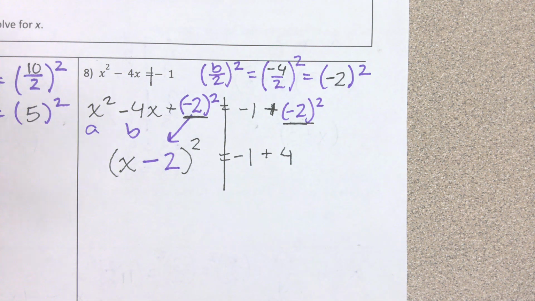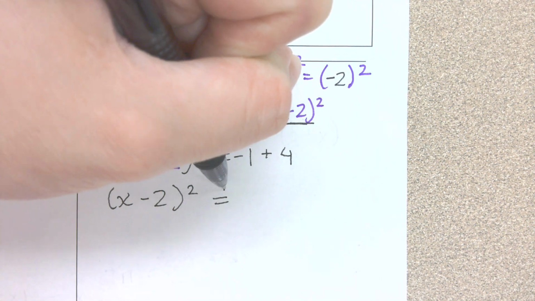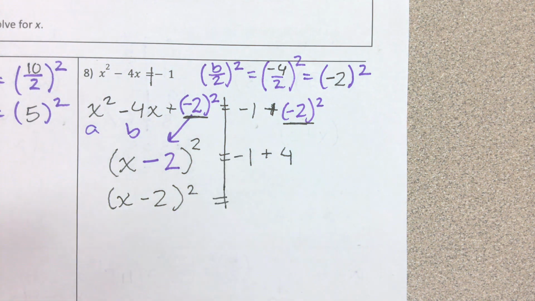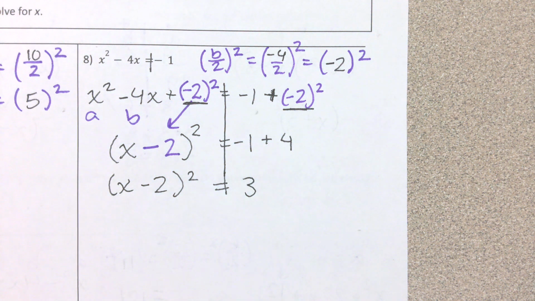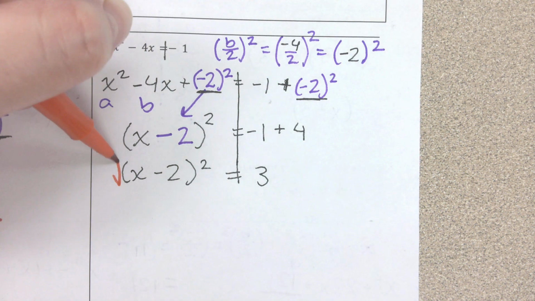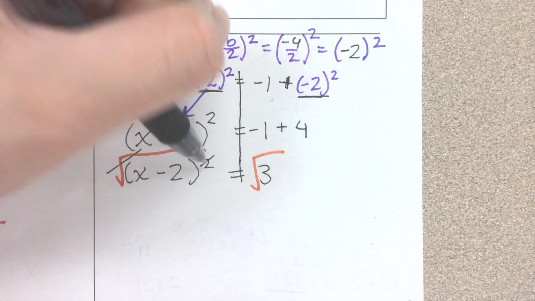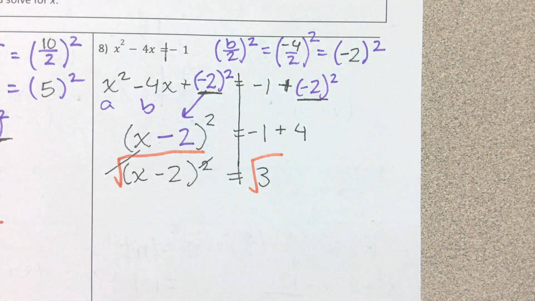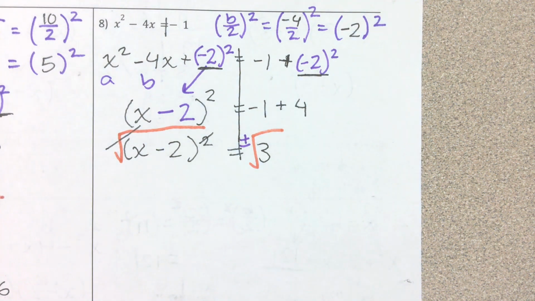Okay, from here we're solving. X minus 2 squared equals negative 1 plus 4, that's positive 3. From here, I'm just solving for x. I need to get rid of the squared first. Square root both sides. On the left side, the square root and the square cancel each other out. On the right side, do not forget that plus or minus. It is a key part of your answer.